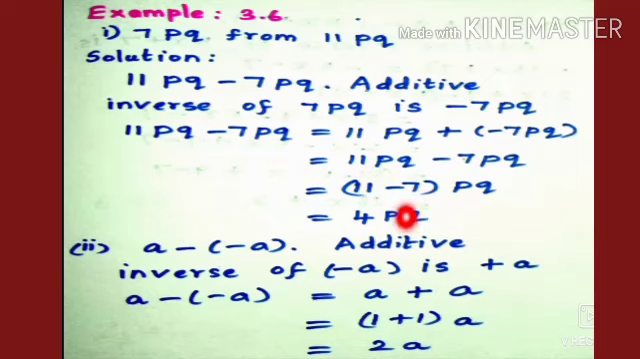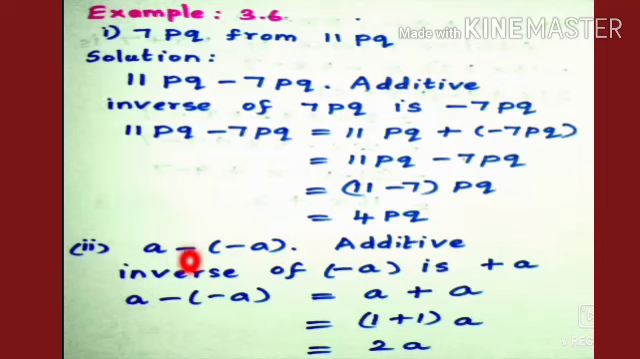Here we know that in addition we have to add or subtract the coefficients of the terms. So 11 minus 7 pq. 11 minus 7 is 4pq, which is the required solution.